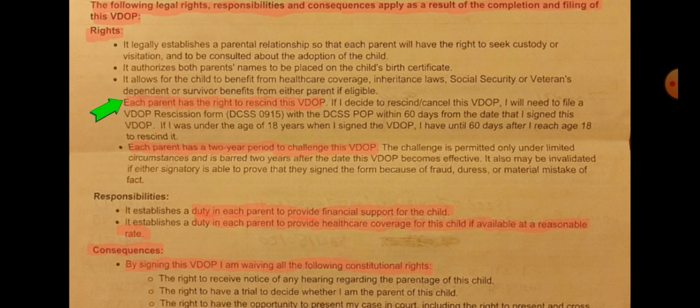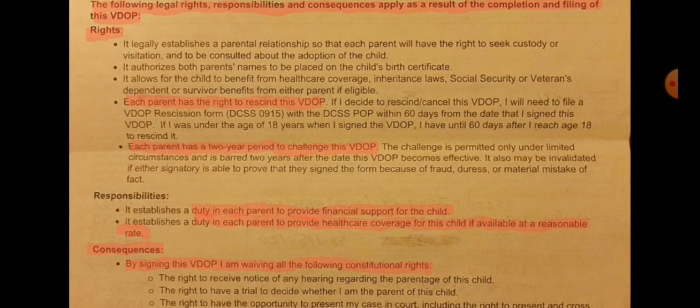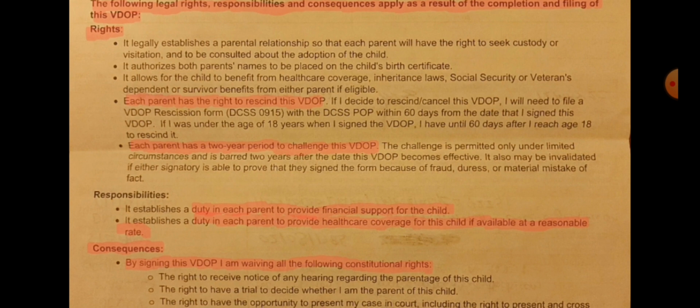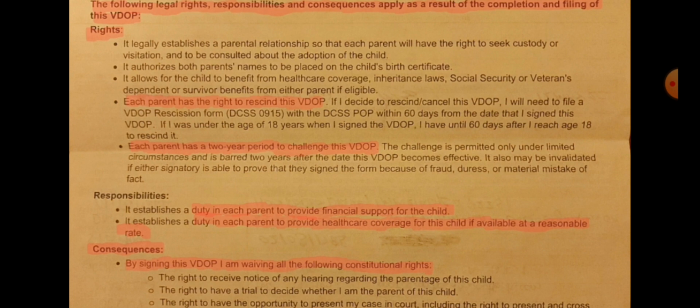Then the fourth bullet point, guys, notice it. It's highlighted in red for a reason, and it reads, each parent has the right to what? To rescind this VDOP. Okay? So you have a right to do what, guys? To rescind it after you signed it. But let's continue. It states, if I decide to rescind/cancel this VDOP, I will need to file a VDOP rescission form, DCSS 0915, with the DCSS POP within 60 days from the date that I signed this VDOP. If I was under the age of 18 years when I signed the VDOP, I have until 60 days after I reach 18 to rescind it.